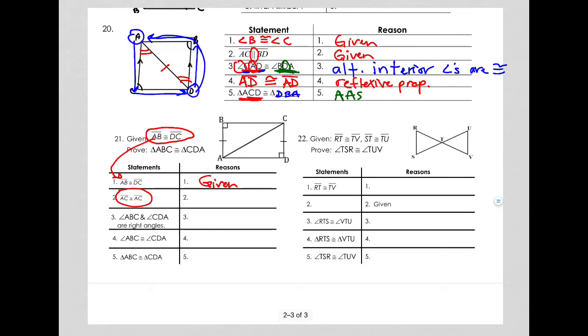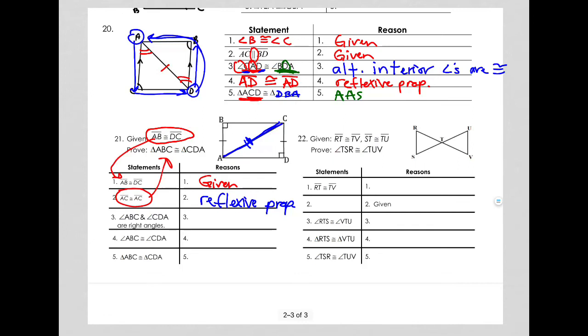Then number 2 says AC is congruent to AC. Well, they didn't give us that information, but we know if we look at AC, it's congruent to itself by the reflexive property. So that's when we would have marked by the reflexive property. So we need those markings there.